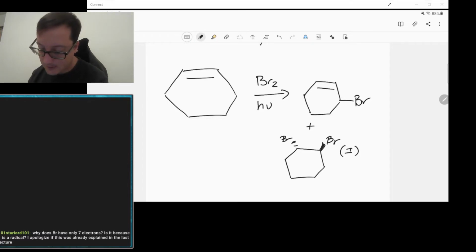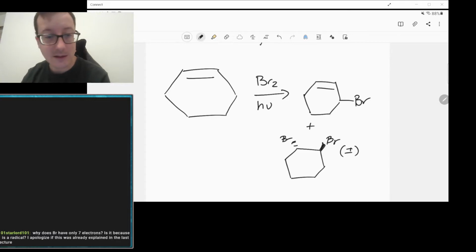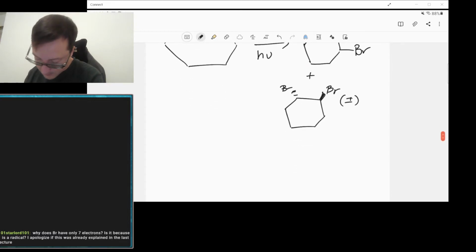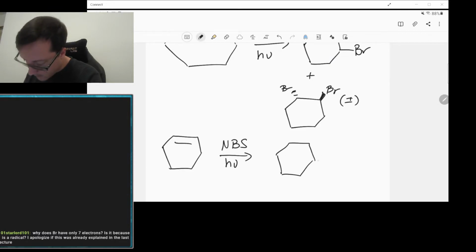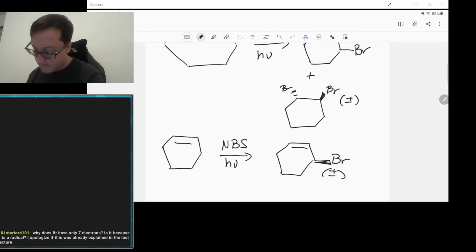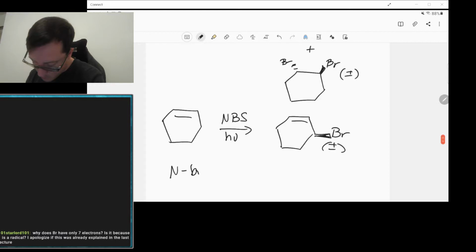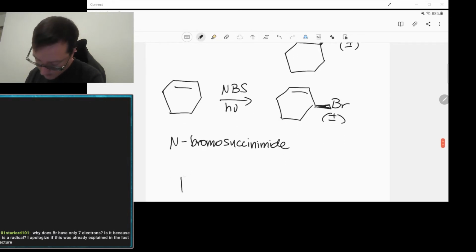But suffice it to say that as a result, there was research into figuring out how can we get this to happen without this side reaction. We see that we can do the same thing using a different bromine source. And this will give us our brominated species, technically racemic. NBS is N-bromosuccinimide. That looks like this.